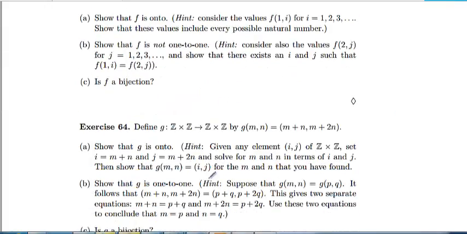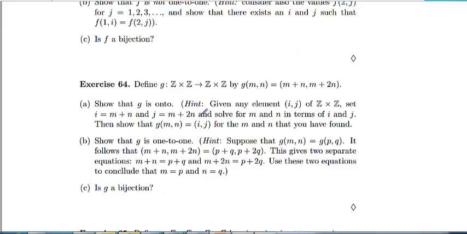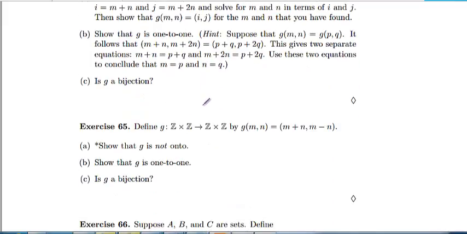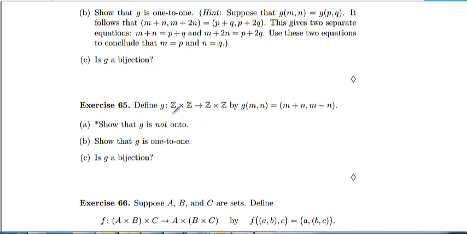Then you get more and more complicated examples. Here you're showing your familiarity with different types of functions, like this domain Z cross Z. This is the pairs of integers. You can define a function from the pairs of integers to another pair of integers.